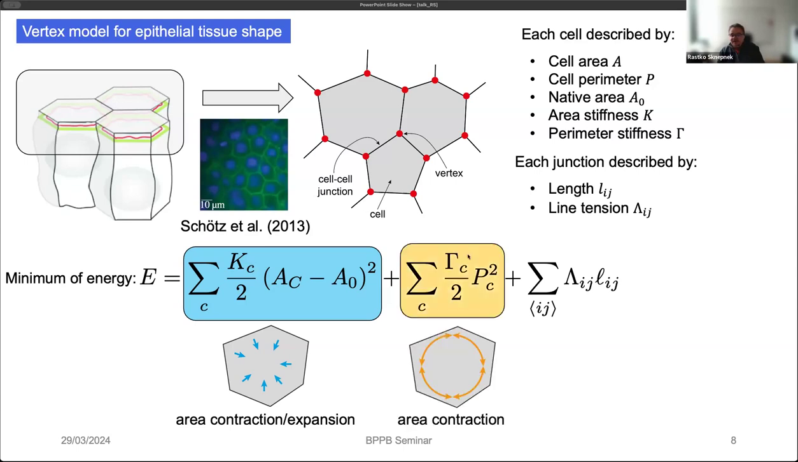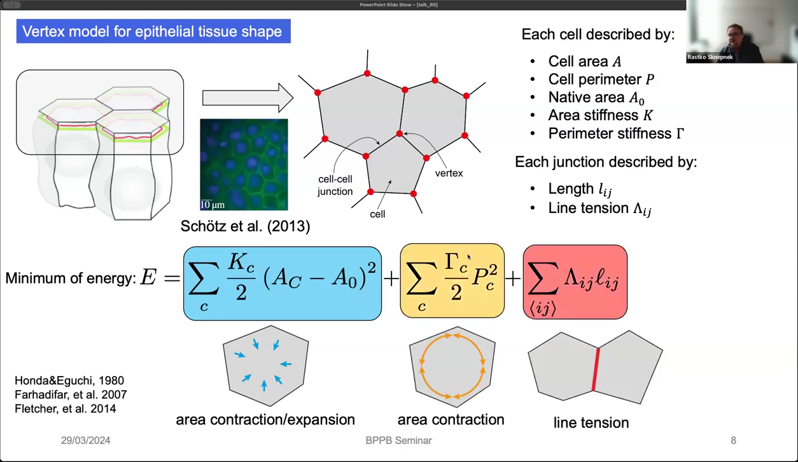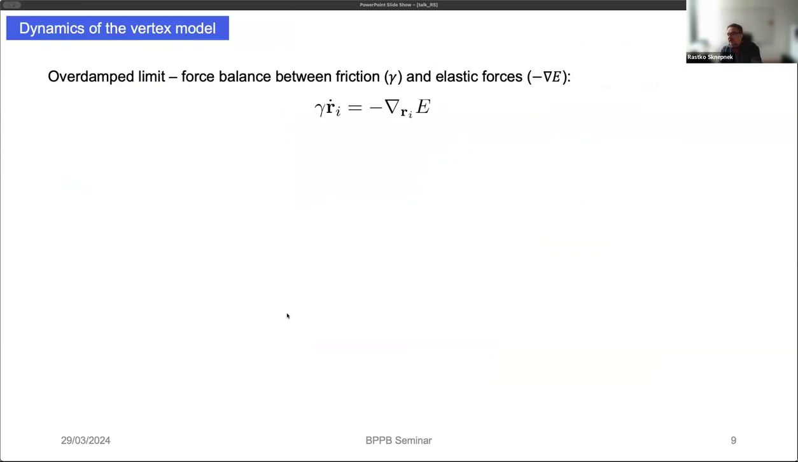Very loosely speaking, right? There is a penalty of changing the perimeter, and then there is a penalty of changing the junction length. I'm going to rewrite this slightly differently in a second. Let me just briefly mention that this model has been around for more than 40 years now, but it's been reinvented several times over the past four decades. Okay, so how does one make this dynamic? The simplest possible thing is to observe that the cells are moving very, very slowly, several microns a minute, so all inertial effects are negligible.